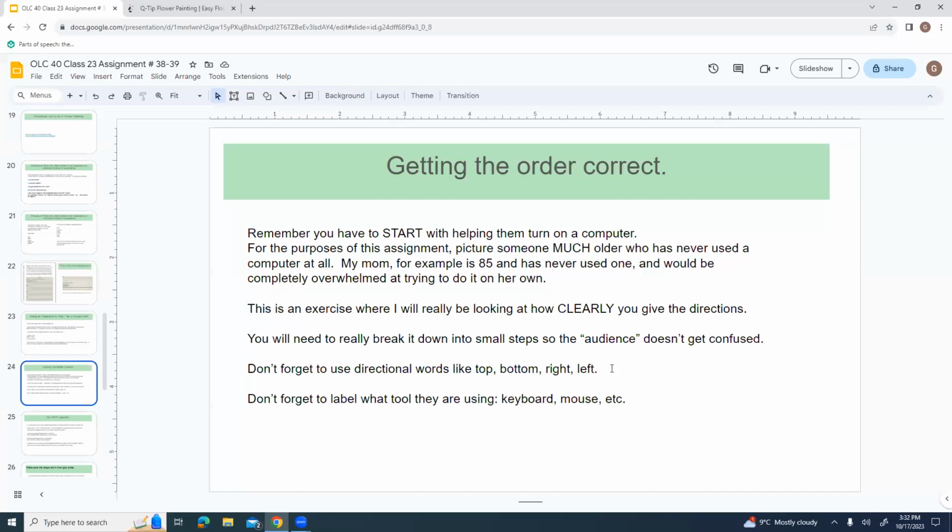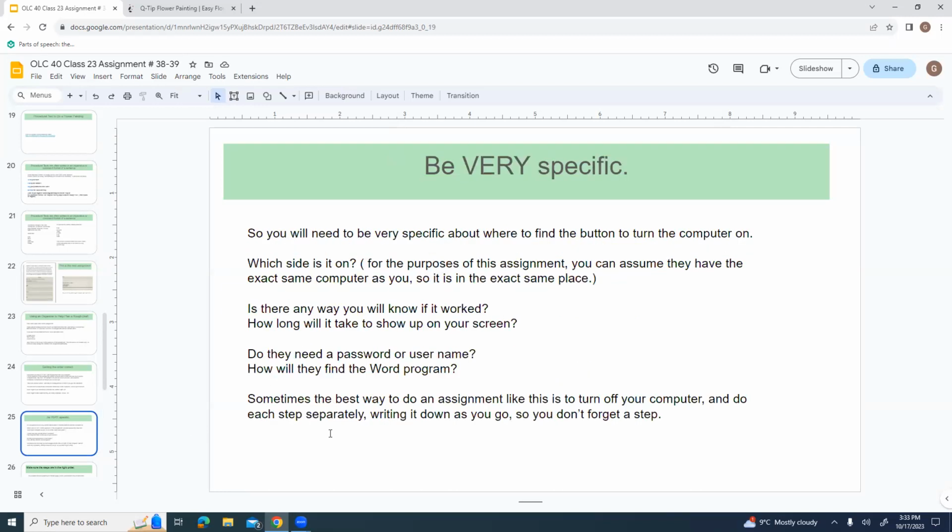So make sure you're using directional words. You're going to want to make sure you're using words like top, bottom, right, left. Don't forget to tell them what tool they are using, right? Someone like my mom, who's never used a computer, she's used a keyboard. She's never used a mouse. If you were expecting her to automatically know to use a mouse, she wouldn't. You would have to tell her, right? So we're picturing someone who's just got no experience whatsoever. I know it's really hard to imagine if you're younger, but just picture, I'm sure some of you must have older people in your life who are like my mom and haven't used those kinds of things.